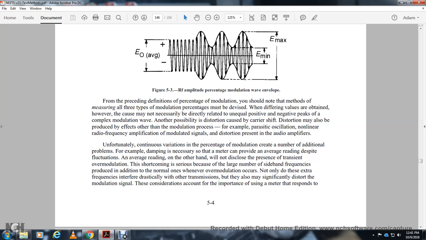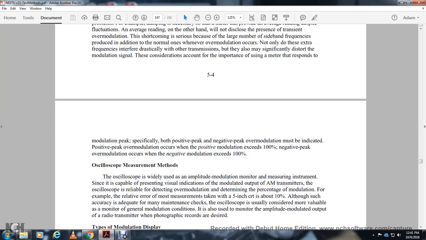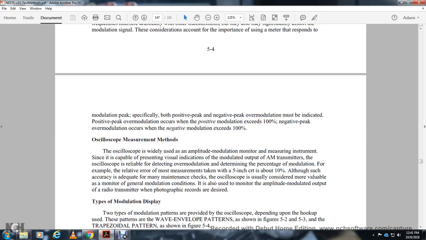With this categorization, the importance of the meter response to modulation is clear. Specifically, both positive peak and negative peak over modulation must be indicated. The positive peak over modulation curve exceeds 100%, and the negative peak over modulation curve of the negative modulation also exceeds 100%. Oscilloscope measurement method. The oscilloscope is widely used with amplitude modulation as a measuring instrument, in the sense that it is capable of presenting a visual indication of the modulated output of the AM transmitter. The oscilloscope is reliable for detecting modulation and determining the percent of modulation.